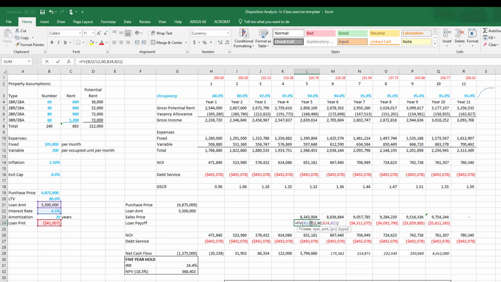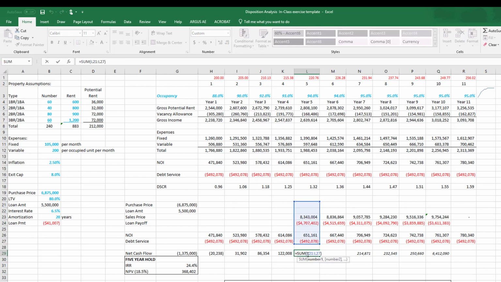My loan payoff, I use the future value function. I figure out what the loan is going to pay off over 5 years, and you can see I've got the rate 6.5%. I've put 60 periods as the number of periods. My payment is linked to this cell B24 over there, the $41,000 per month, and then my initial present value is B21, $5.5 million. So all the necessary inputs are there, and I'm selling it for $8,043,000. I got a loan payoff of $4,007,000.